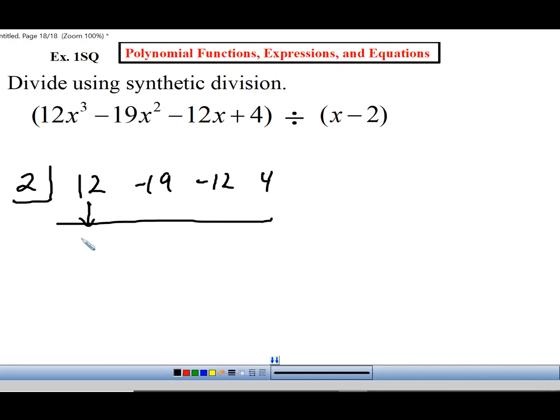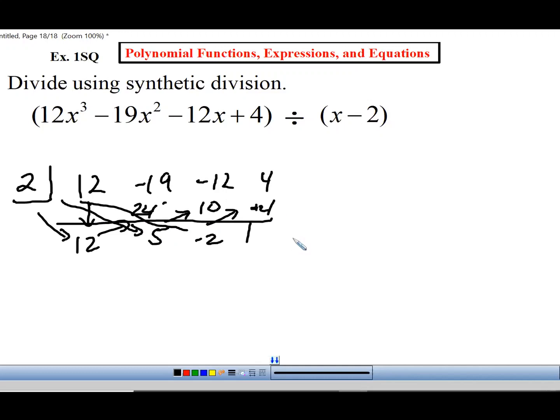First term always comes straight down. 2 times 12 is 24. Combined, that's 5. 2 times 5, that's 10. Combined, that's -2. 2 times -2 is -4. That's our last term, so our remainder is 0. That means we have 12x squared plus 5x minus 2. And this is my quotient.